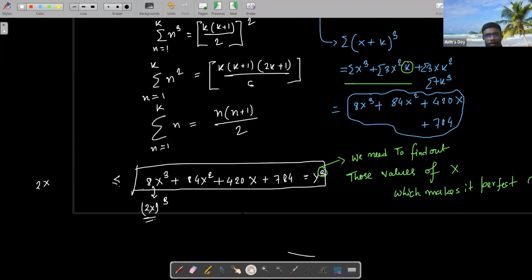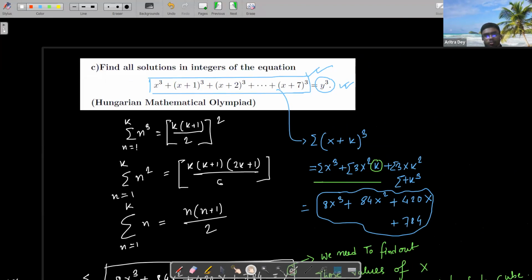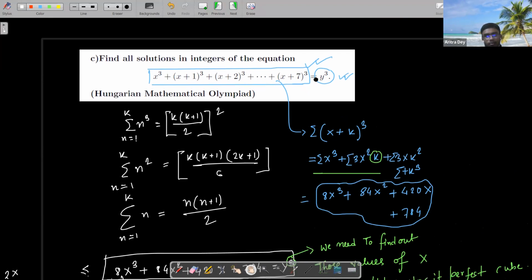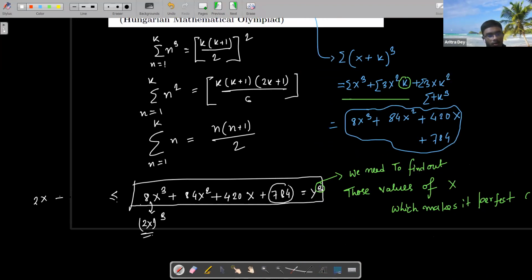See, basically I have done nothing, I have just opened this bracket. If you are not familiar with this, I don't know which class you are in, you can simplify it in simple ways. Then there is 784, and I know that this is obviously greater than 7 cube. So that's why I am taking this 7 cube. And another thing is that it is obviously lesser than 2x plus 10, that whole cube. That's it.